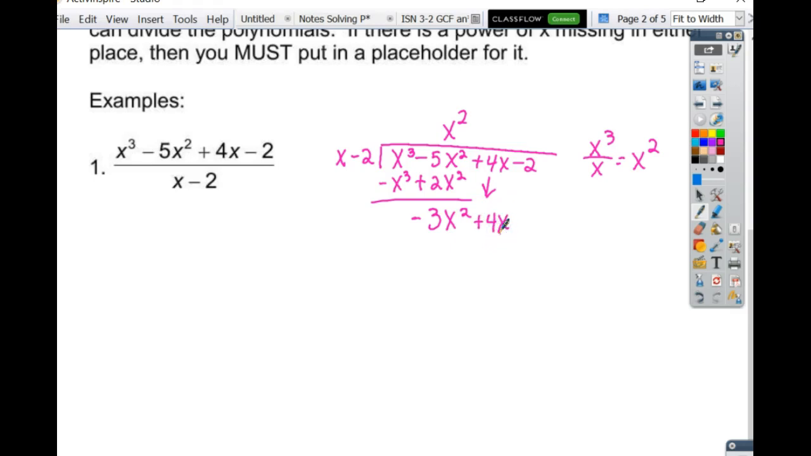Same step as before now. Take this number, which is the first number, minus 3x squared, and divide it by the first number here. Gives you minus 3x, and that goes right here. And now I'm going to multiply. Negative 3x times x gives me a negative 3x squared, but I'm going to change the sign because I'm subtracting. Negative 3x times a negative 2 is a positive 6x, but I have to change the sign.